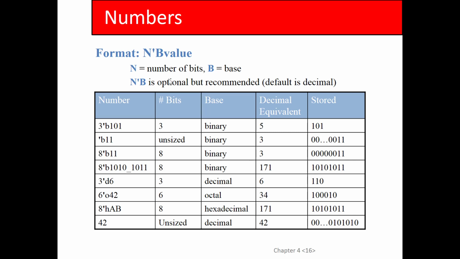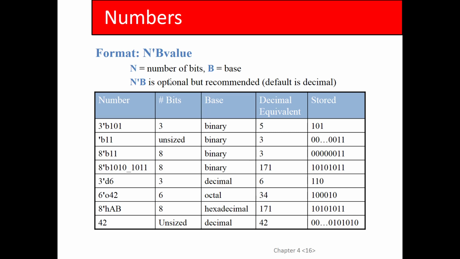So there's a bunch of examples of that here. You can also use decimal, like you can say 4'd10. So you could do that, and that would be equivalent to a binary value of 1010 or a hex value of A, right?